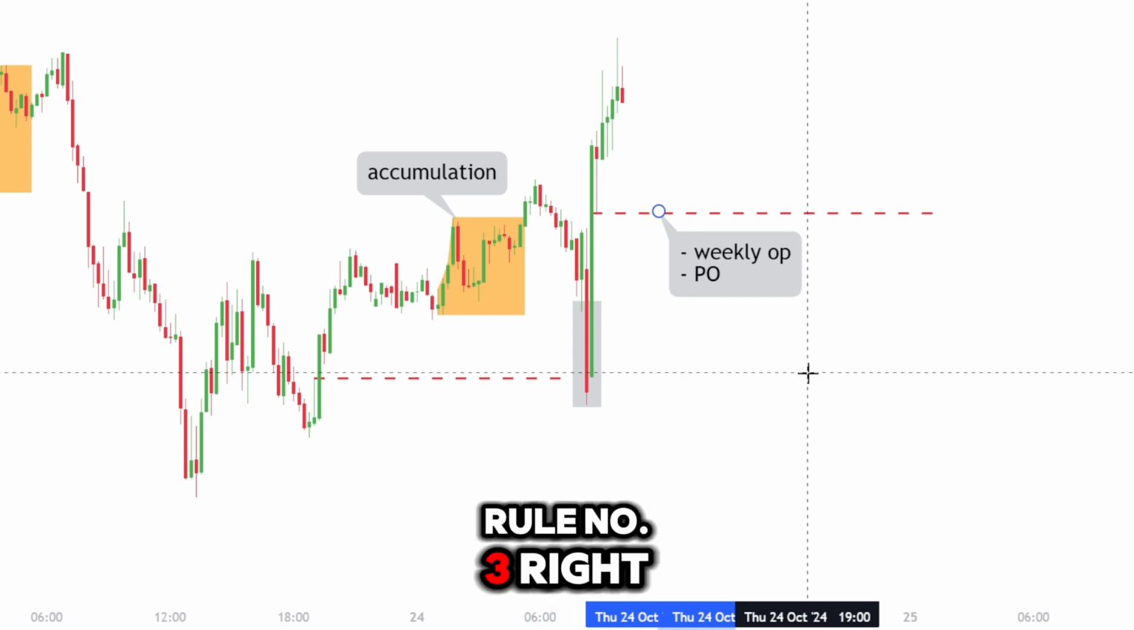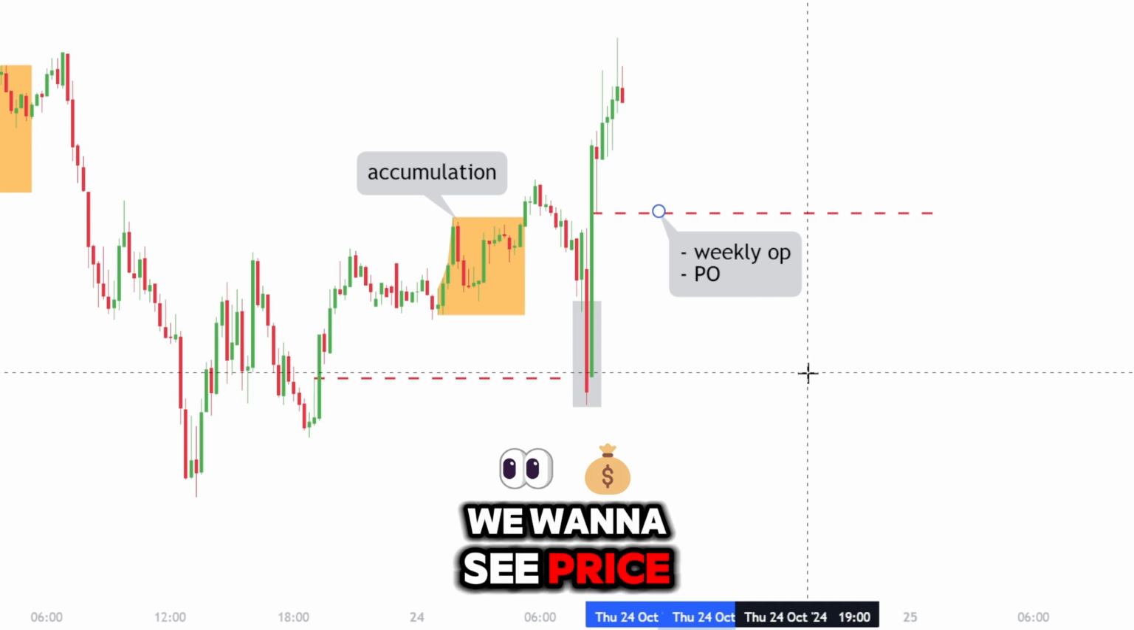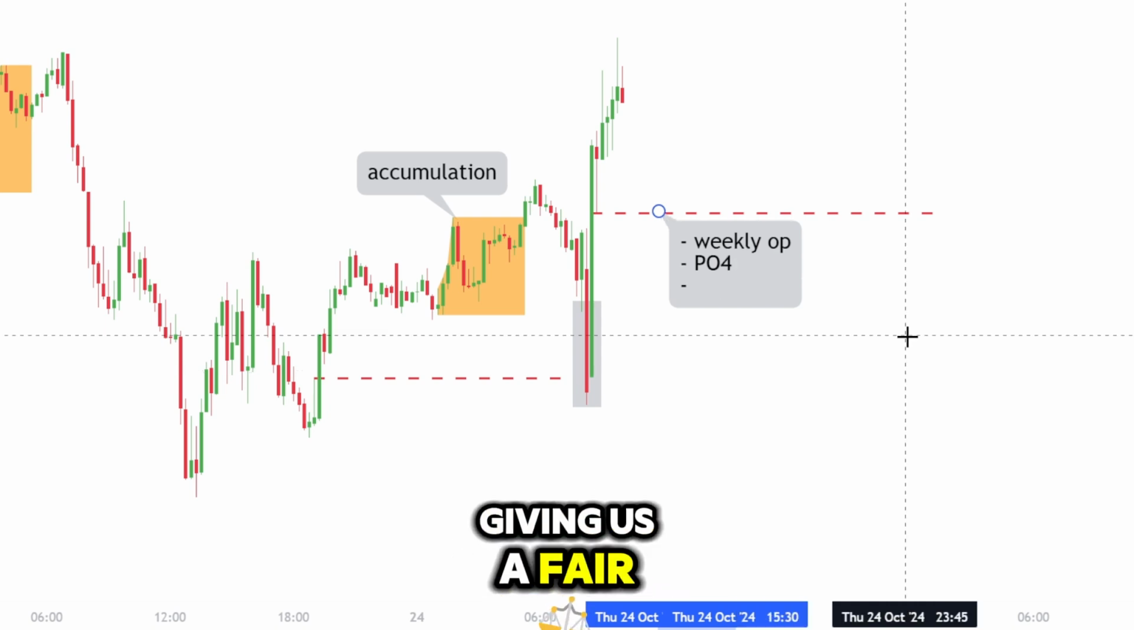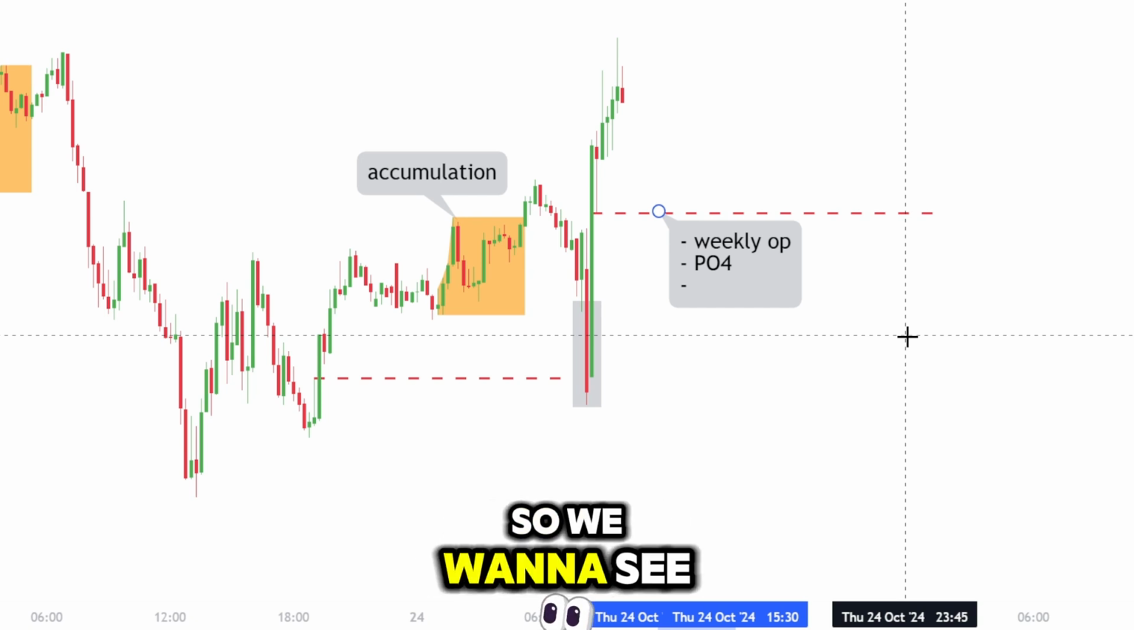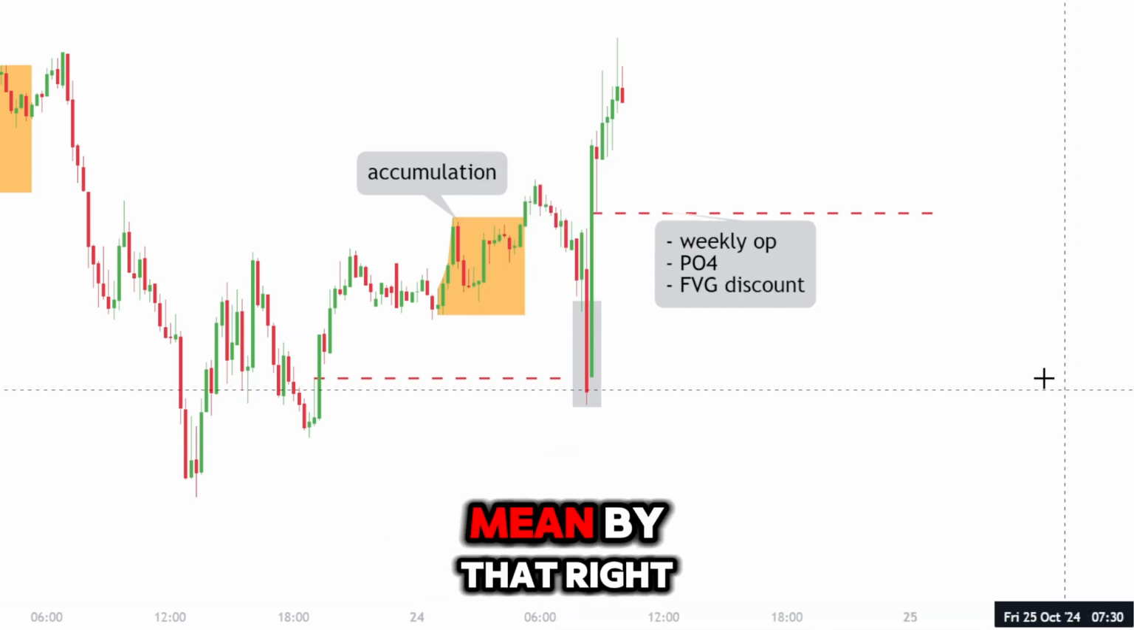Rule number 3, right? We want to see price giving us a fair value gap in a discounted region. This is what we're going to be going with. So we want to see a discounted fair value gap. And what do we mean by that?